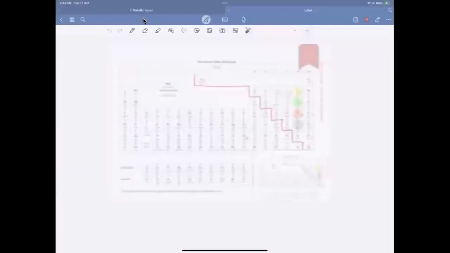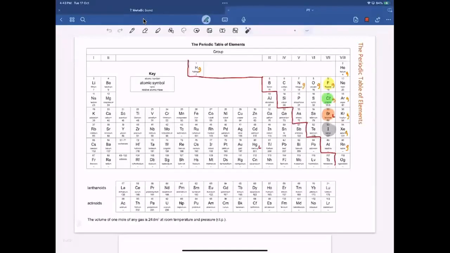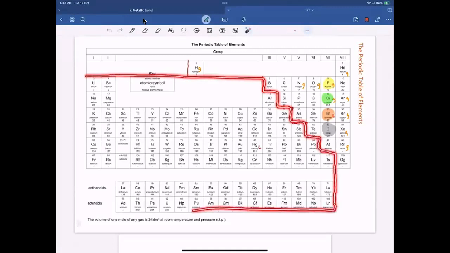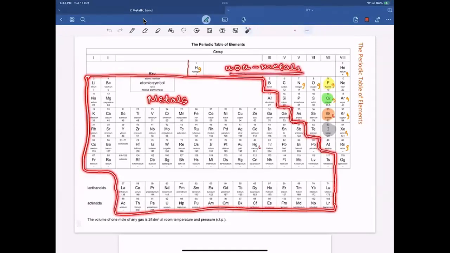Okay, before heading towards further discussion about metal, have a look at the periodic table. If you recall, I have already discussed that the elements on the left side of this staircase are the ones which are what? Metals. So these all are metals, and these all along with hydrogen are non-metals. So we are going to discuss metals.